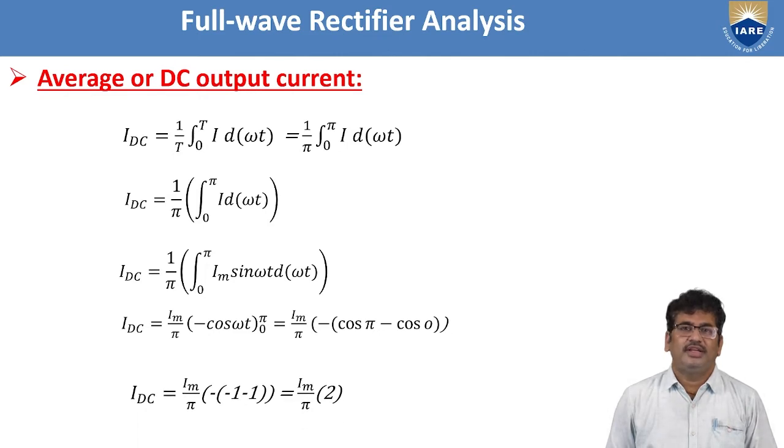As we know, cos pi is equivalent to minus 1 and cos 0 is 1. So we can write IDC is equivalent to Im by pi times minus of minus 1 minus 1. Substituting this value, we get IDC is equivalent to 2 Im by pi. As Im is the peak current, in terms of voltage we can write it as Vm divided by Rf plus RL. In the circuit, the diode resistance is considered as Rf and the load resistance as RL. So IDC can be expressed either as 2 Im by pi, or in terms of voltage as 2 Vm by pi into Rf plus RL.